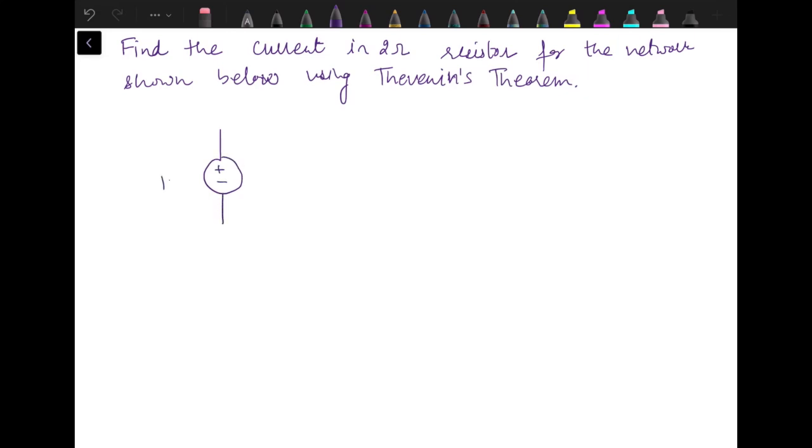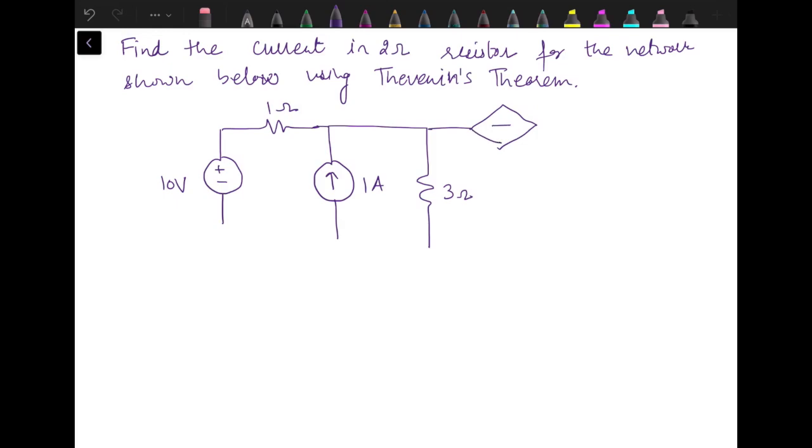Now the circuit looks like this. We have one independent voltage source, one independent current source, one dependent current source, this current source is supplying current 2 times Ix, where Ix is the current through this 1 ohm resistance. And this 2 ohm resistance is actually load resistance.